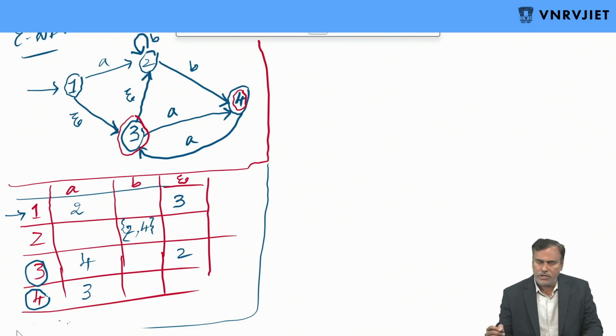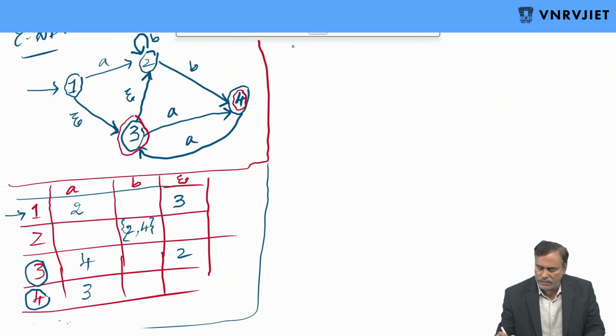Now we are going to look at how you make a conversion from epsilon NFA to NFA. In the conversion process, you are supposed to find the epsilon closure for each and every state that you have in the epsilon NFA. You know that you have 4 states, 1, 2, 3, 4. So first you have to find epsilon closure of 1.